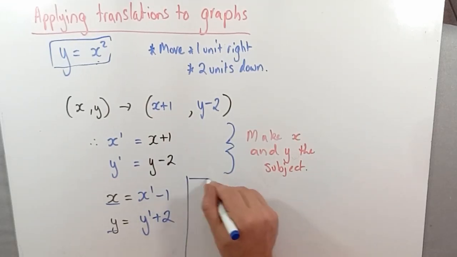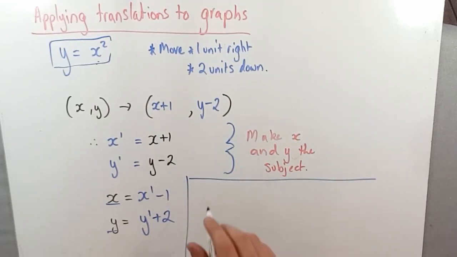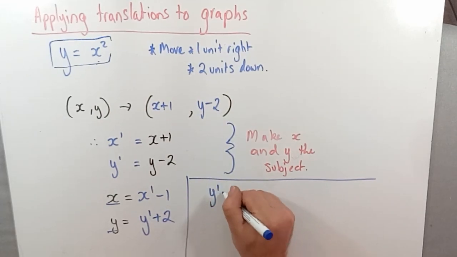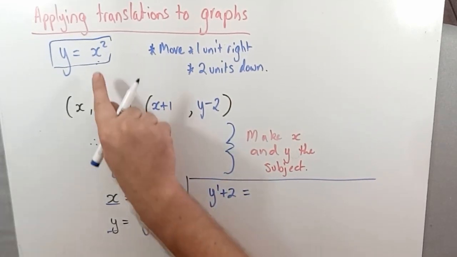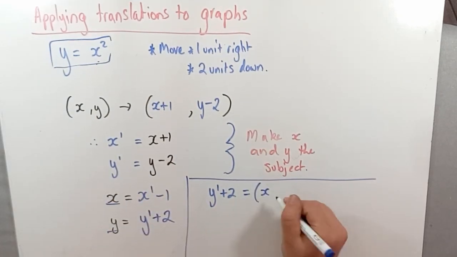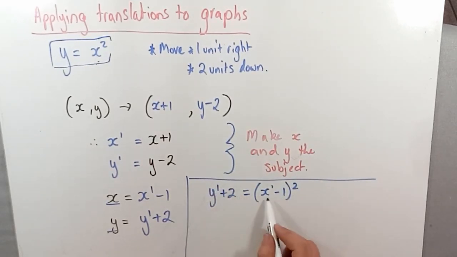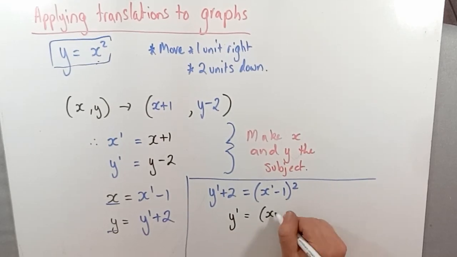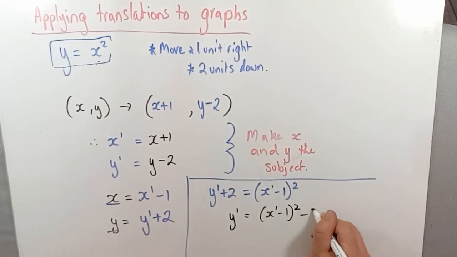So let's do that. I've got y equals x squared. So my y is y image plus 2. It's going to equal x squared, so I'm going to put in x image minus 1, x image minus 1 all squared. So this is my y and this is x. But now I've got it in terms of the image, so the x image and the y image. So I could expand that out and get a formula for y image. So my y image could be written as x image minus 1 squared minus 2.